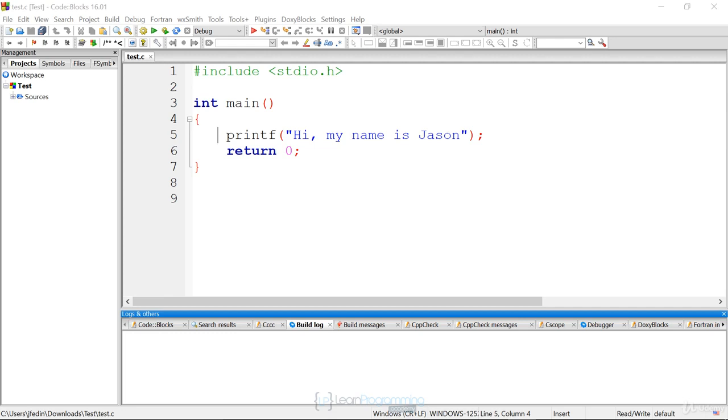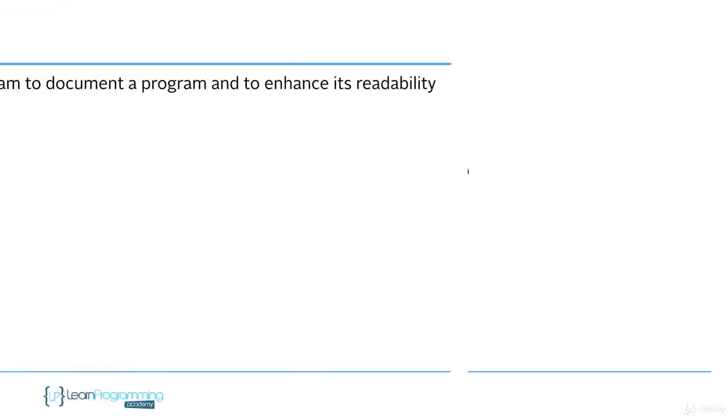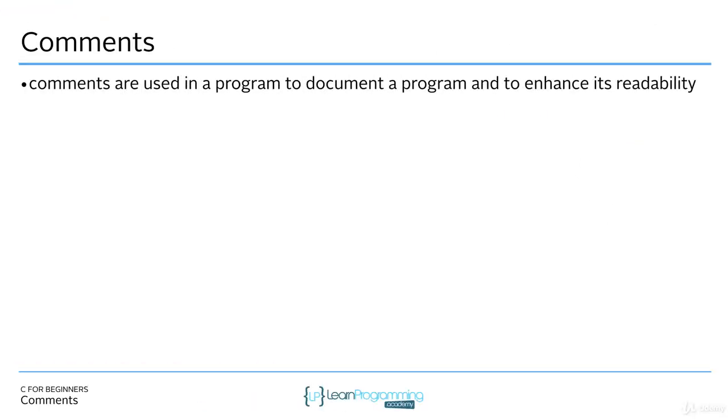The first thing I want to discuss is the concept of a comment. So we'll come back to this in a second. I want to go to some slides at this point. So comments are used in a program to document a program and to enhance its readability. I told you why it's important to have your program be readable. Because you're going to be maintaining the code and you need to be able to look at it and understand what it's doing. So with comments, it can help quite a bit in this concept of readability.